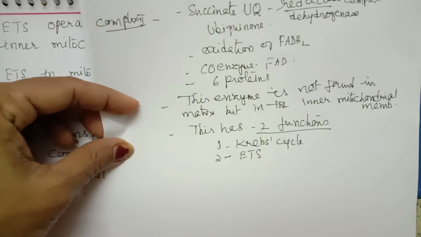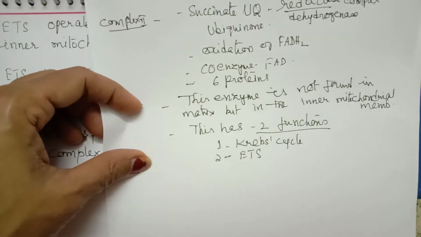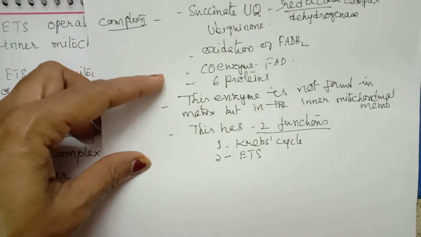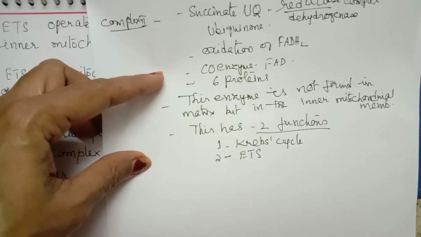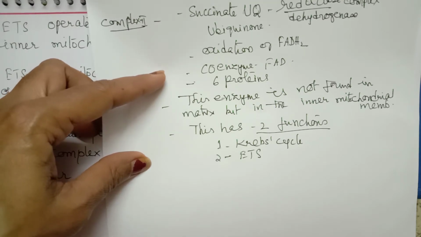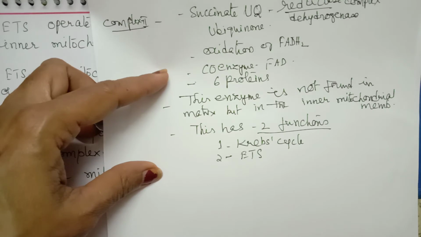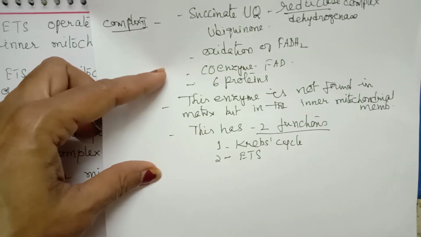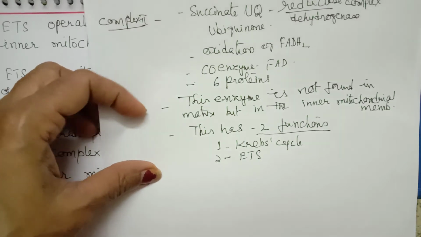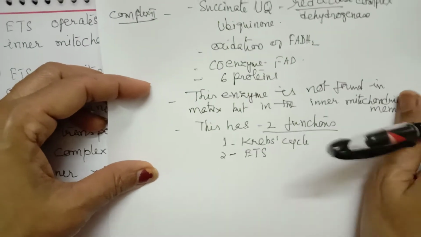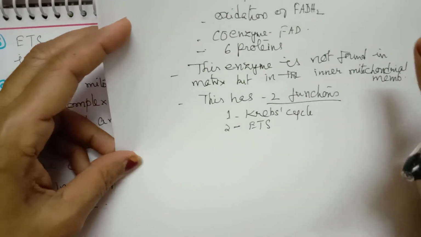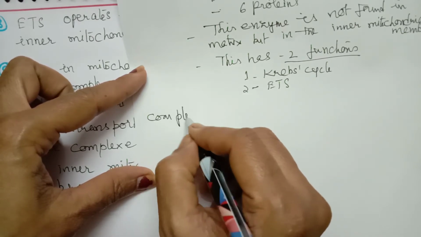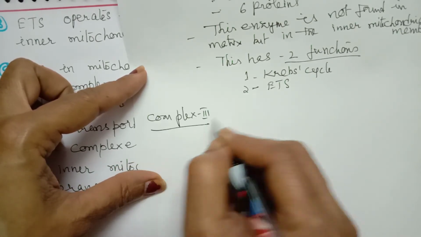And you know Krebs cycle has 10 reactions catalyzed by 10 enzymes. Except succinic dehydrogenase, the remaining 9 enzymes are located inside the matrix. This is the only enzyme which is outside the matrix, that is, it is located on inner mitochondrial membrane. That is about complex 2. Now let us see complex 3. Complex 2 we completed. Let us see what is complex 3.